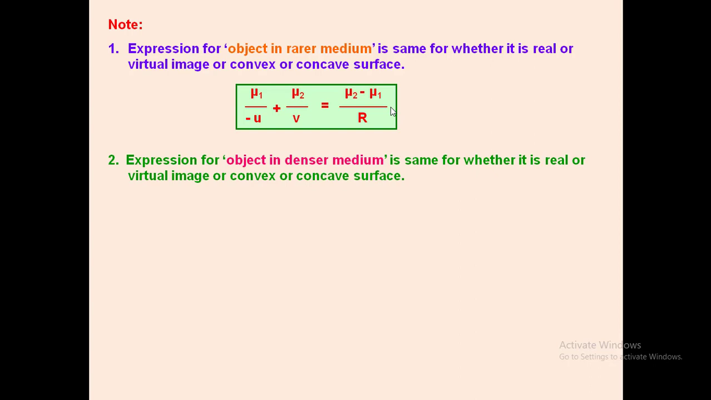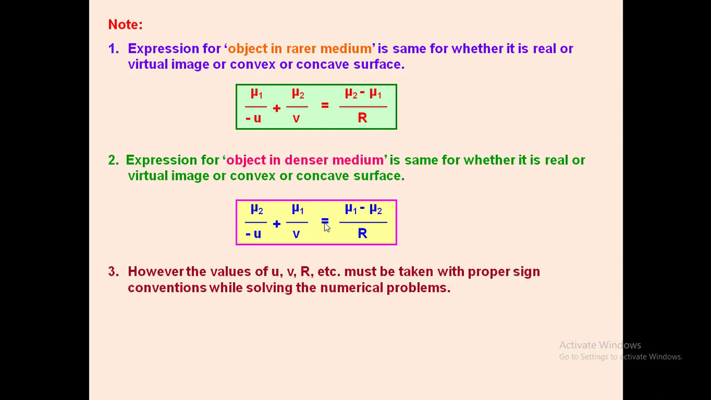The expression for object in denser medium is the same whether it is real or virtual, or convex or concave surface. This is the expression: mu2 by minus u plus mu1 by v equal to (mu1 minus mu2) by r. You can see the difference between these two. Object in rarer medium means this is the condition. Object in denser medium means this is the condition. Whatever the image it may be, whether real, virtual, convex, concave, whatever the surface it may be.